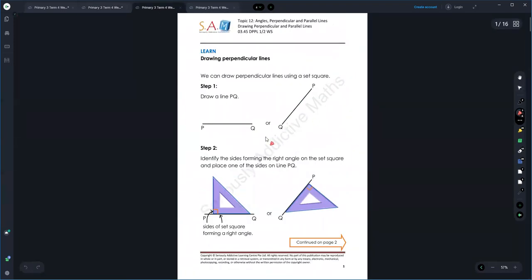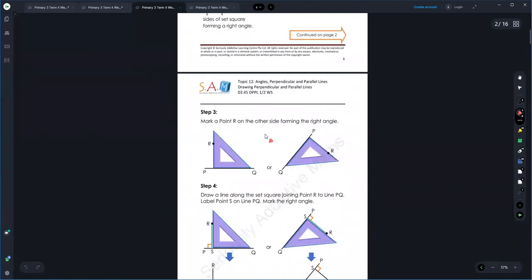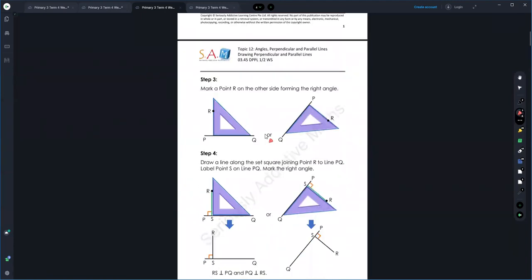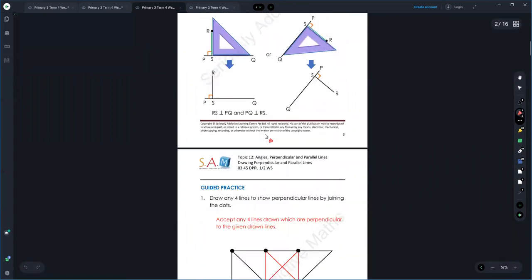Okay, book 3 is on drawing perpendicular lines. I will remind the students to bring the geometry set, okay, bring along their set square. I'll remind them to do that so that you can draw. In case they don't have 2 set squares, you can always use 2 rulers to draw as well. All right, so you can get them to demonstrate, try drawing it.